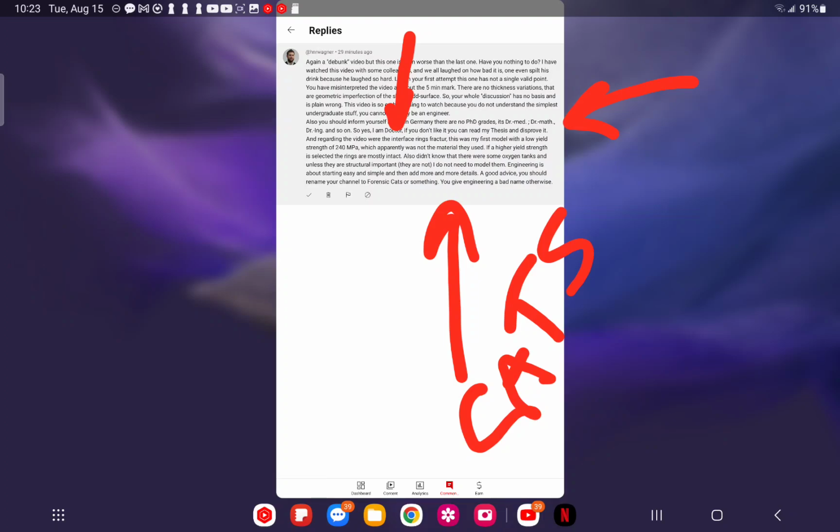Let's read on. And regarding the video where the interface ring fractures, that was my first model in a low yield strength of 240 MPa, which apparently was not the material they used. All right. So you're saying that you did a model and you could see that the model didn't make sense with what they were actually bringing out of the ocean. They brought it up. All right. So you can't use that as, well, that was my first attempt. They are before your model and they already brought the damn thing up. They already recovered it. They recovered the materials.